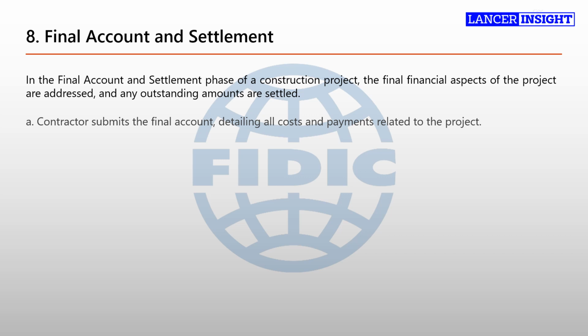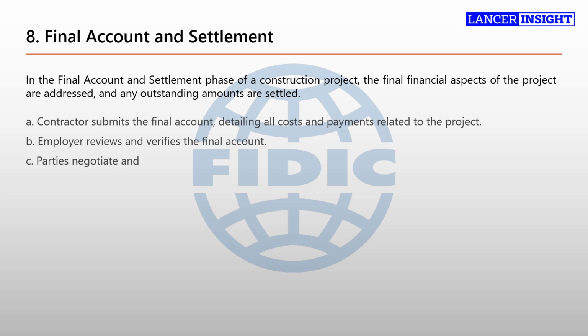The contractor ensures that the final account is accurate, transparent, and supported by relevant documentation, such as invoices, receipts, and payment records. B. Employer reviews and verifies the final account. Upon receiving the final account from the contractor, the employer reviews and verifies the submitted documentation. This review process involves examining the final account to ensure that it accurately reflects the costs and payments related to the project. The employer verifies that all costs claimed in the final account are legitimate and supported by appropriate documentation. They may conduct a thorough audit or review process to ensure the accuracy and completeness of the final account.